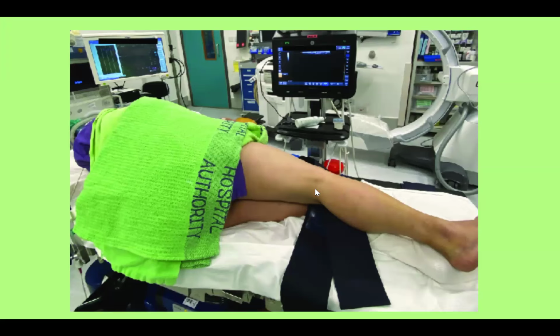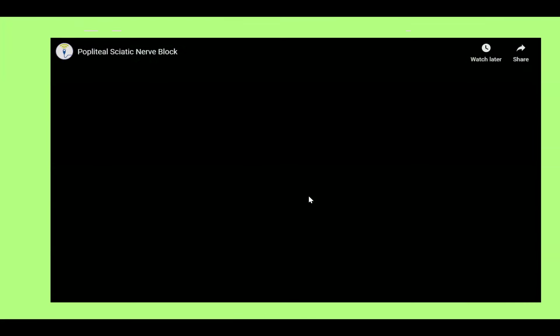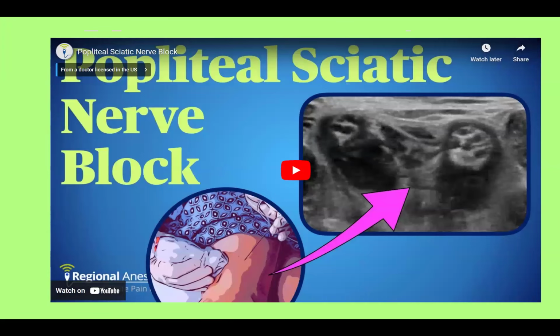You can see the popliteal fossa, so you would start scanning about 10 centimeters above that popliteal crease, looking for the bifurcation. And I've got a video here, and hopefully the audio comes through as well. It'll go for a couple of minutes.